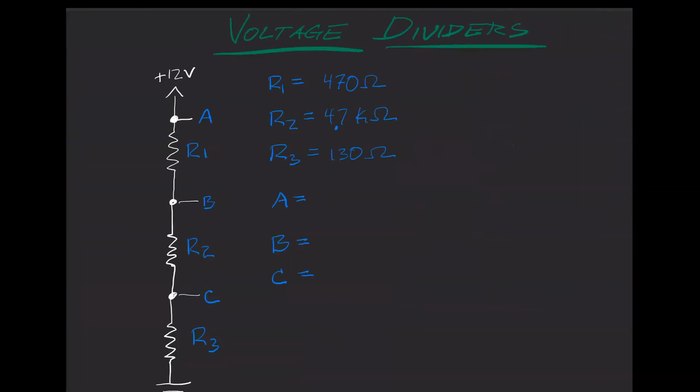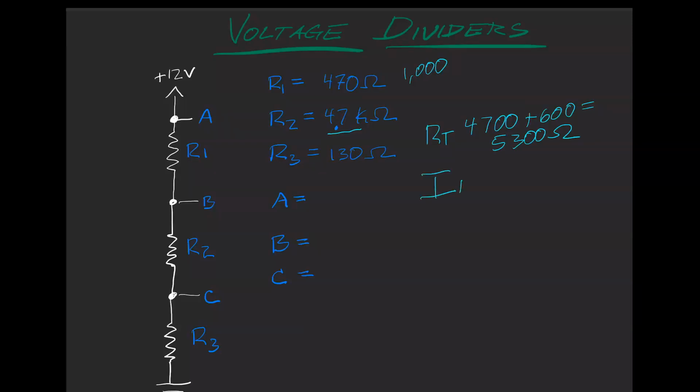So let's decrease our resistance by an order of 1,000. Now here, my total resistance is 4,700 plus 600, which equals 5,300 ohms. 4.7K plus 600 is 5,300 ohms.